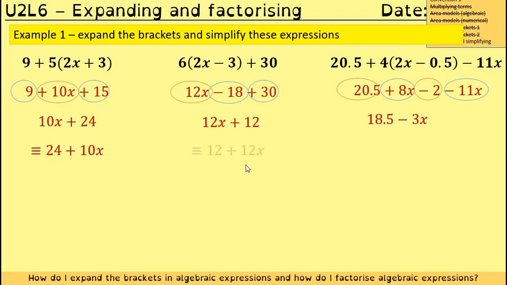For the middle one, you may have gotten 12 plus 12x instead of 12x plus 12. Again, these two answers are completely identical. If we use our bubbles, we can just rearrange one to get the other. They're exactly the same.